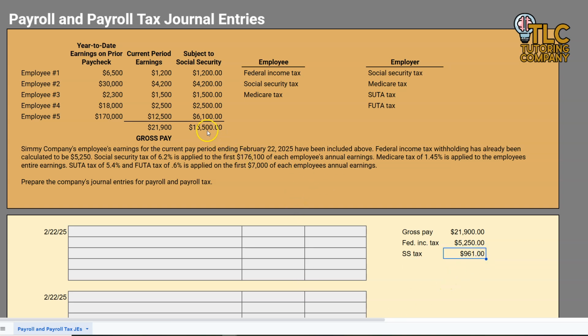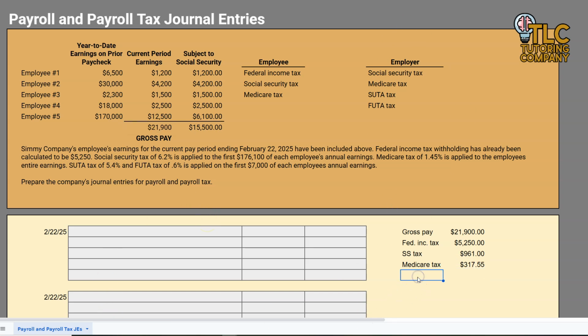So that $15,500, the amount that we are going to withhold from our employees' paychecks for Social Security tax is $961. And lastly is Medicare tax. Medicare tax is going to be 1.45%, there it is, on their entire earnings. So entire earnings during the period was $21,900.